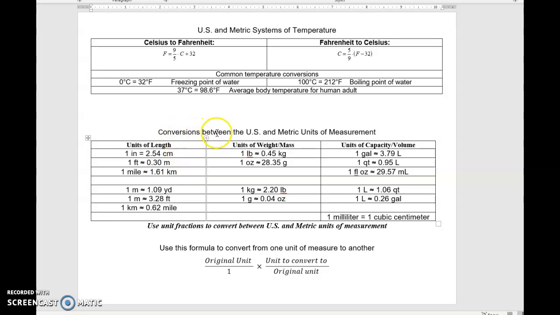Then we have conversions between the U.S. and the metric units of measure. This is mostly what you'll be doing in the medical field. You'll be given something in English, you'll have to convert it to metric, or vice versa. Given something in metric, you have to convert it to English.